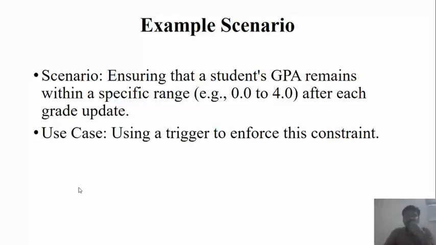Ensuring the student's GPA remains within a specific range of 0.0 to 4.0 after each grade update. The use case is using a trigger to enforce this constraint. By this example, you can understand ensuring the student GPA remains within a specific range after each grade update. Update is the operation we are going to do with the help of a trigger, and we are setting that the student GPA should be in the specific range of 0.0 to 4.0.